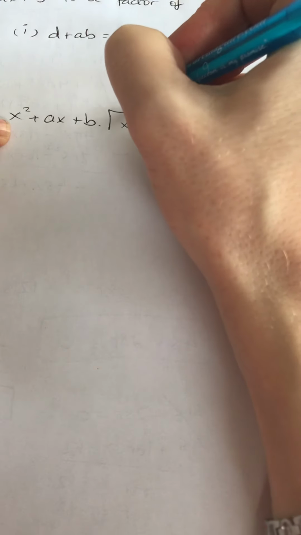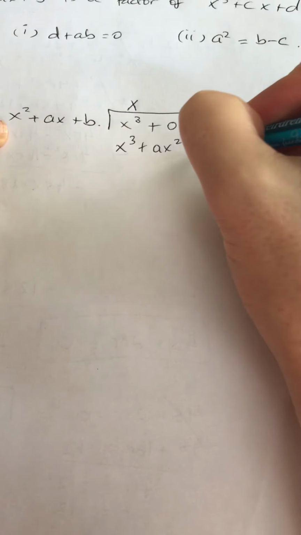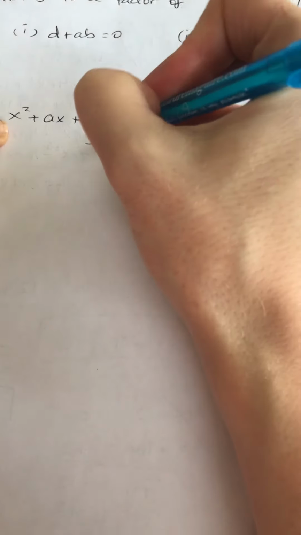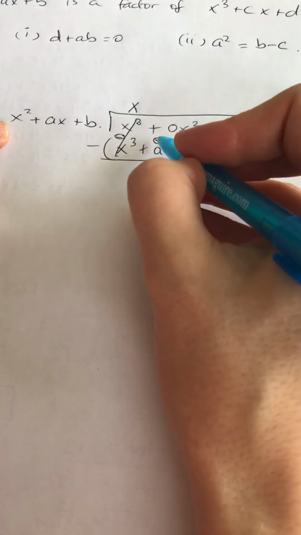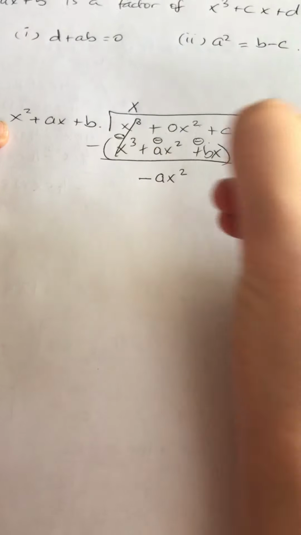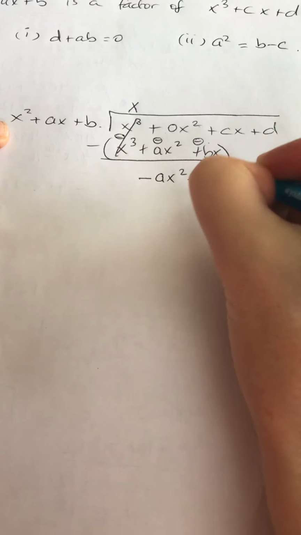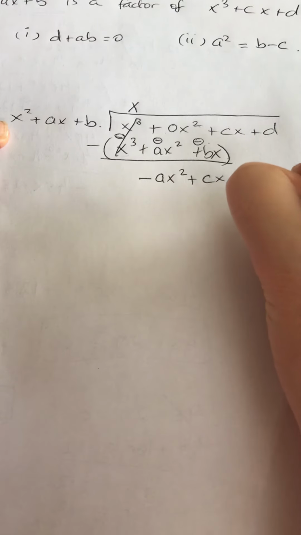So what do I multiply x squared by to give me an x cubed? It's an x. Take it to the side and work it out. Subtract. Minus, minus, minus. That's gone, which is what I want. I have a 0x squared minus an ax squared. Well, that just gives me a minus ax squared. Plus a cx minus a bx plus a d.